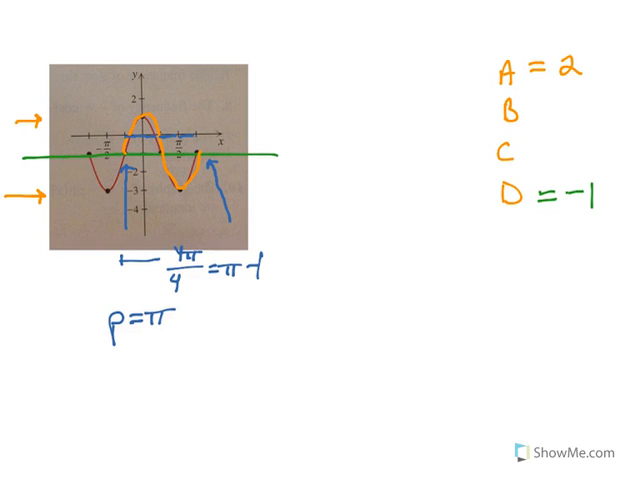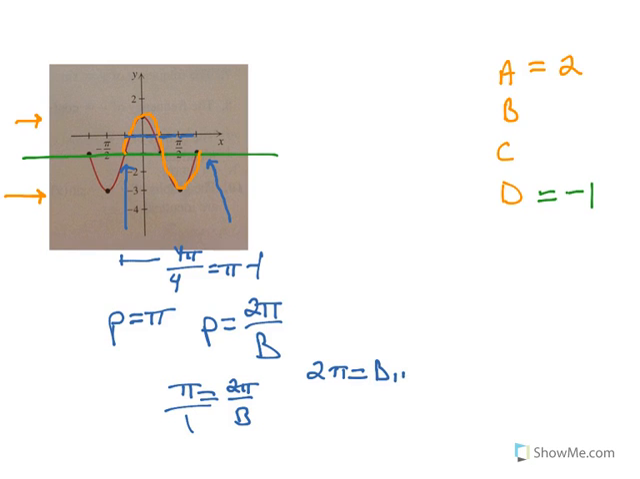And we know the period in relation to the b value, the period is always 2 pi divided by the b value. So in this case, our period length is pi. And then solve that for b. So you're going to get 2 pi is equal to b times pi. And then solve for b, so divide both sides by pi. And your pi's cancel, and you're going to get 2. So your b value will be 2.